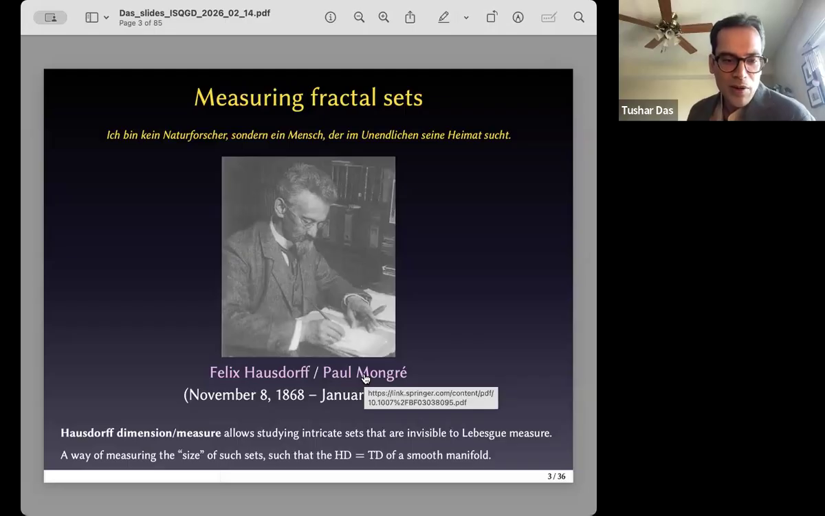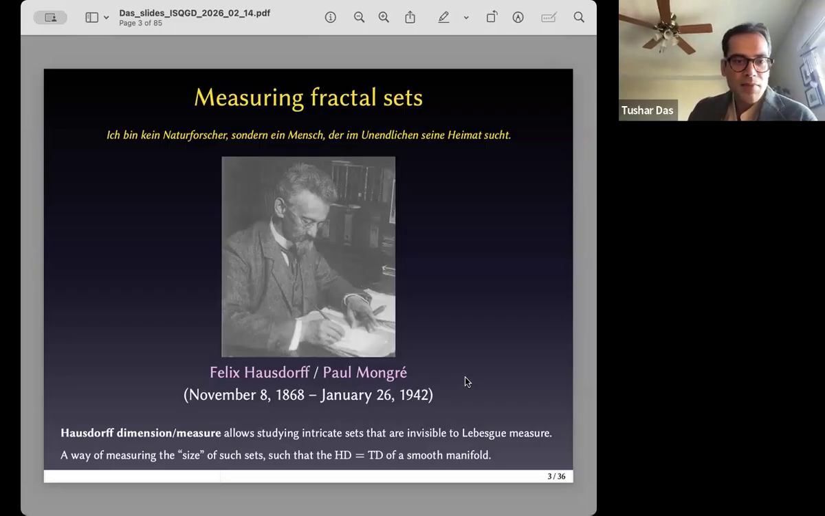Many of you may not know that Felix Hausdorff had a double identity, and he was also Paul Mongré, and he wrote several works on philosophy, literature, art under that name. We'll be studying a very key idea that he introduced known as Hausdorff dimension, which allows us to study intricate fractal sets that are invisible to Lebesgue measure.